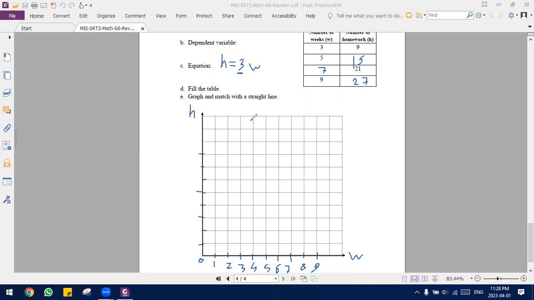So use that value, okay? Use that value for the dependent. So 3, each time I will increase by 3. 6, 9, 12, 15, 18, and then 21, 24. Do we still need? Yeah, we need 27.